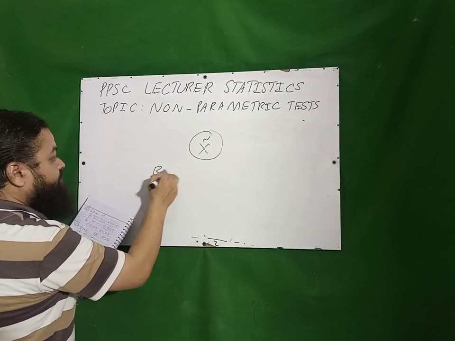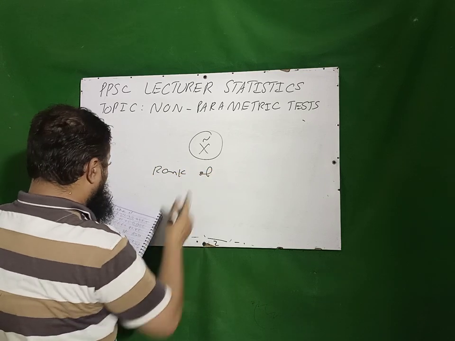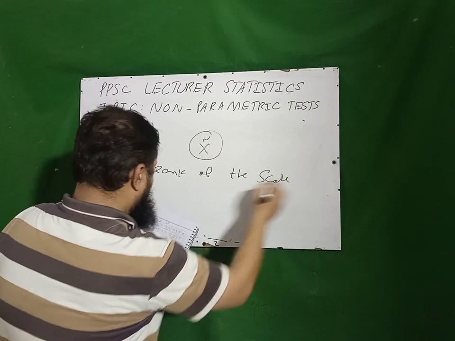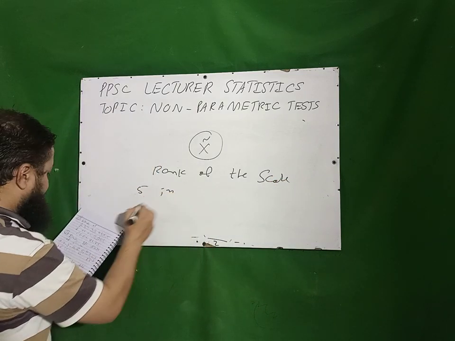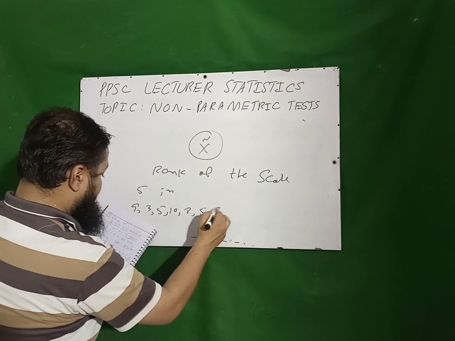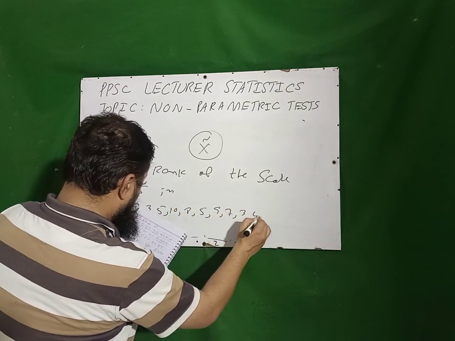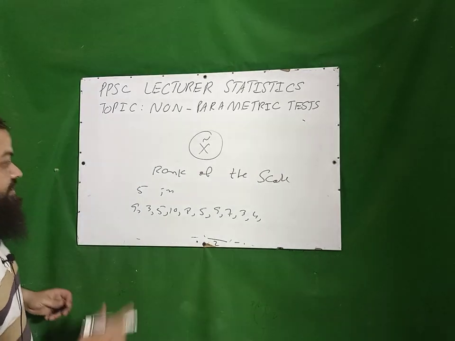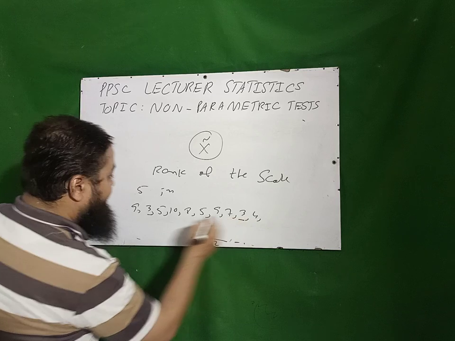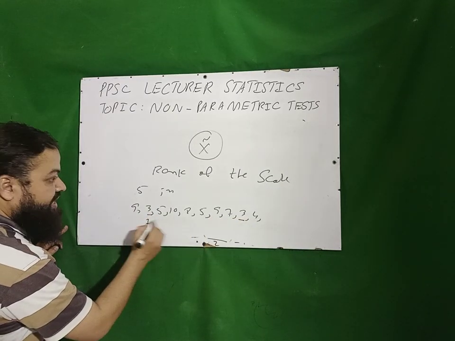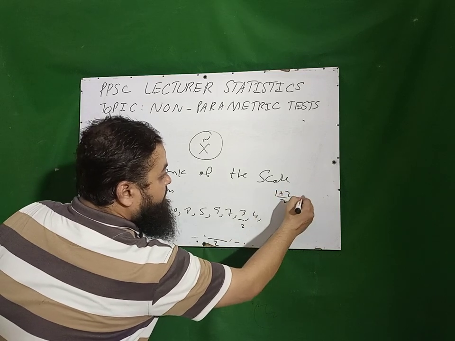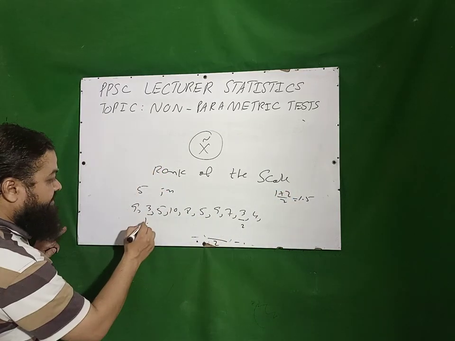What is the rank of the score 5 in this data? The data is 9, 3, 5, 10, 8, 5, 9, 7, 3, 4. Dear students, first of all, the smallest one. 3 is how many times? 2 times. It would take rank 1 and rank 2. The average of 1 plus 2 over 2 will be 1.5. So it will take 1.5.